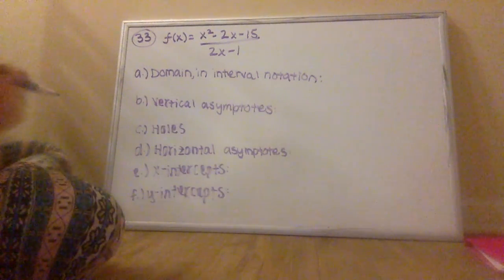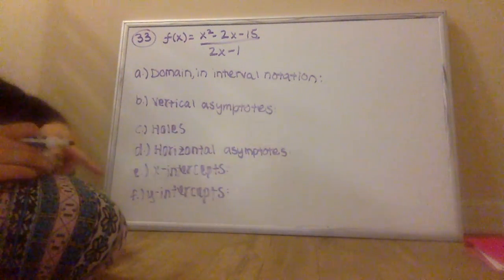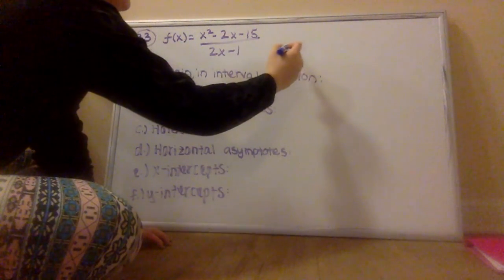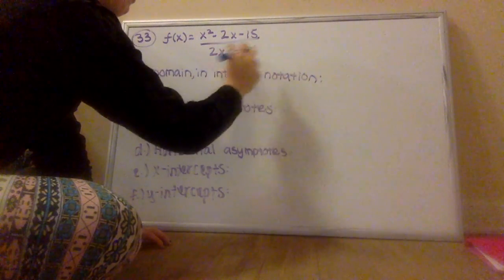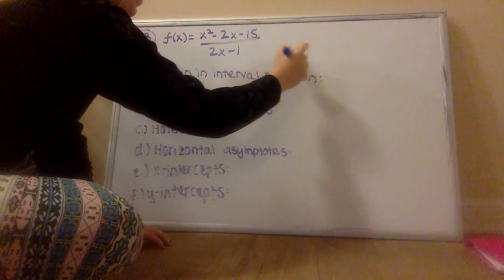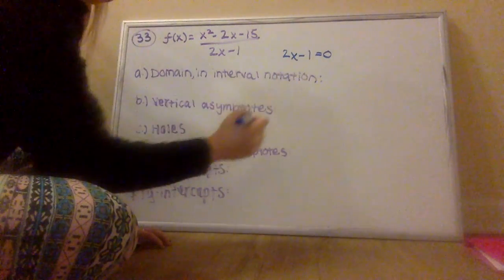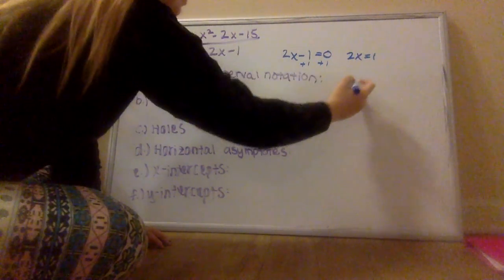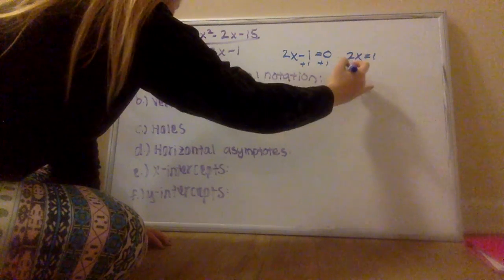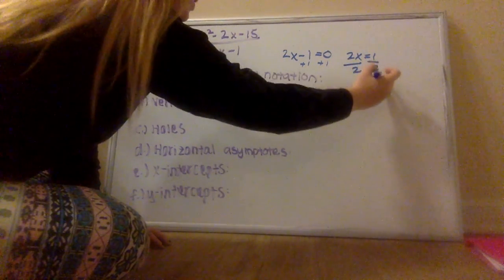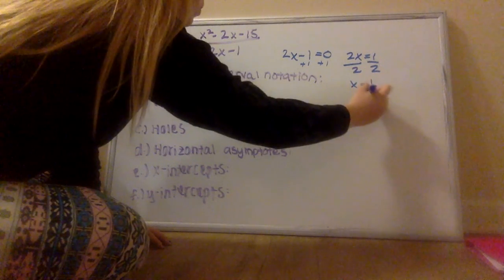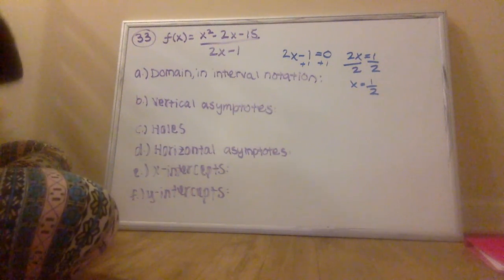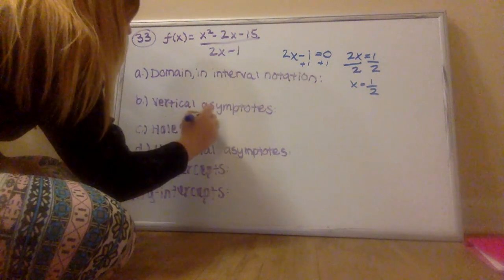Alright, so again, I like to start with the vertical asymptote. I think it makes writing the domain in interval notation easier. So for our vertical asymptote, we're going to set our denominator equal to 0 and solve for x. So we have 2x minus 1 equal to 0. Add 1 to both sides, so then we have 2x equal to 1. Then we divide by 2, divide by 2. We have x is equal to 1/2. So for our vertical asymptote, we have x is equal to 1/2.